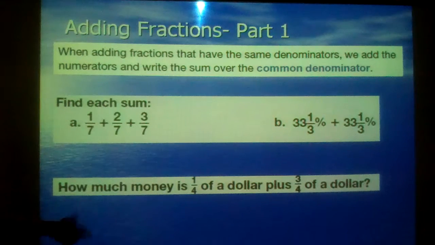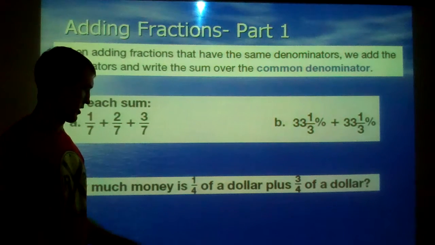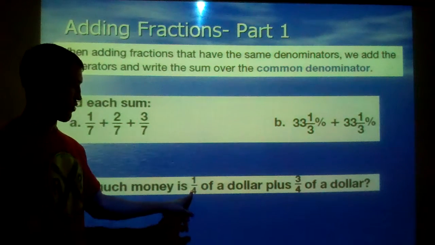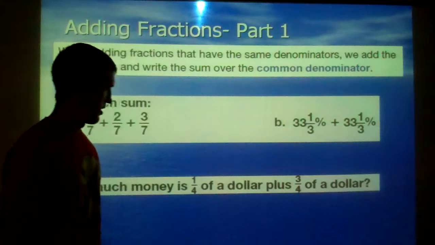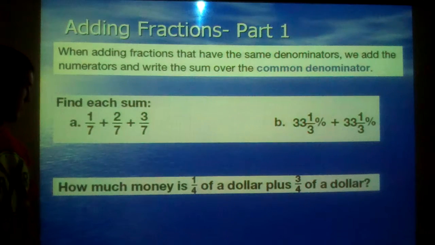Alright, how much money is 1/4 of a dollar plus 3/4 of a dollar? This one didn't require much work, just kind of a thought process. I told the students to think of quarters. So 1/4 plus 75 cents, you would get $1. Or 1/4 plus 3/4, you'd get 1. So $1.